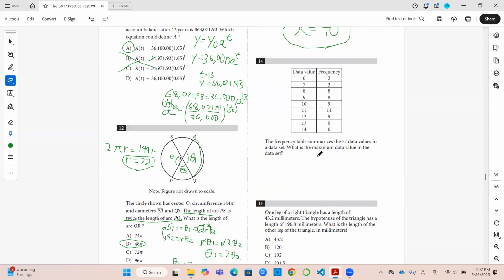Question number 14. The frequency table summarizes the 57 data values in the set. What is the maximum data value in the data set? Well, I'm only looking for the maximum data value here. And since there are 6 of the 14s, we know that 14 is the maximum data value.